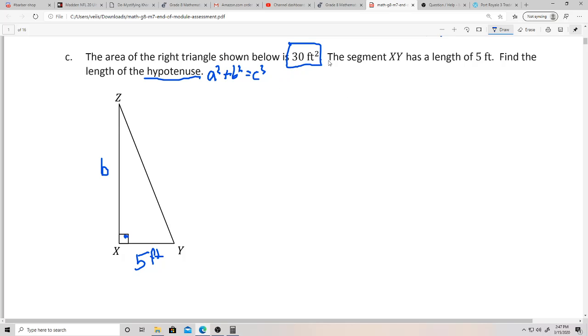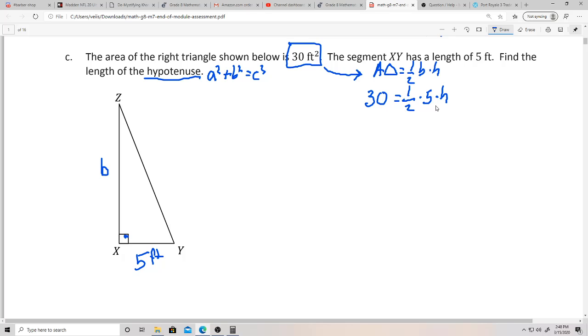So we have to access something else we were taught long ago: the area of a triangle is 1/2 base times height, right? And so what do we know? We know the area, it's 30 foot. We know that a half is a half. We know our base is 5 foot. So we're just going to times 5 and then times height.